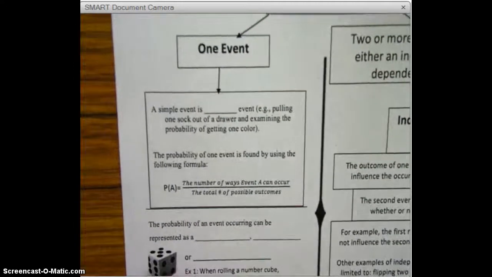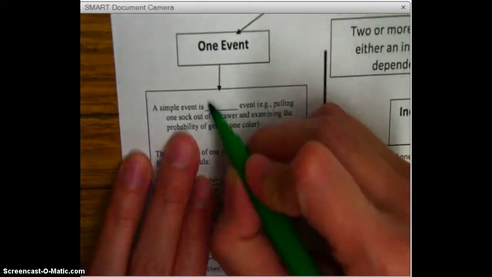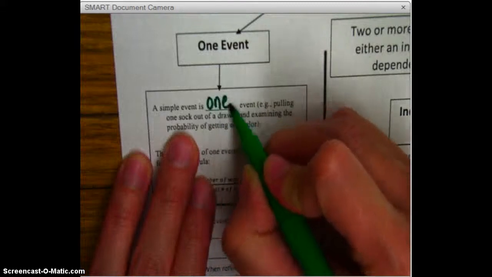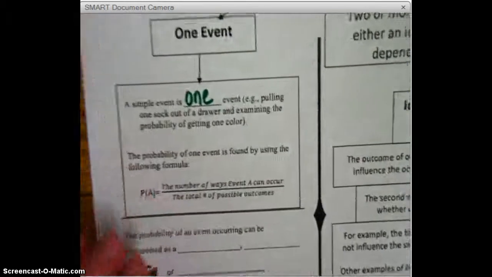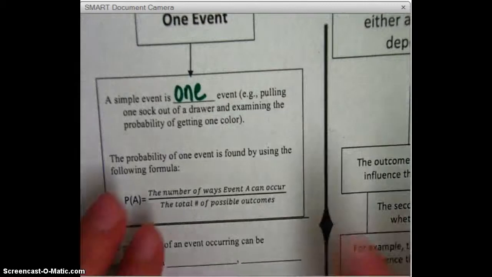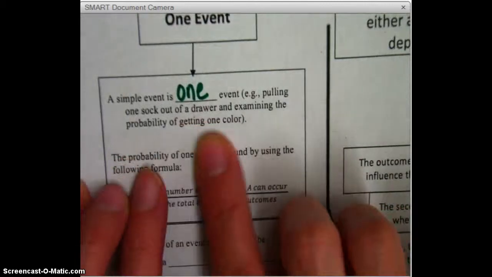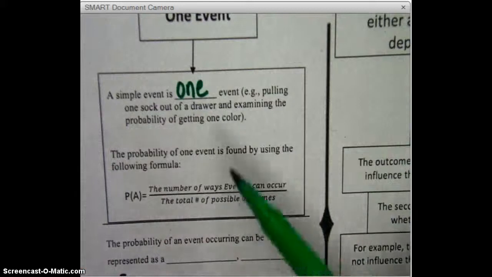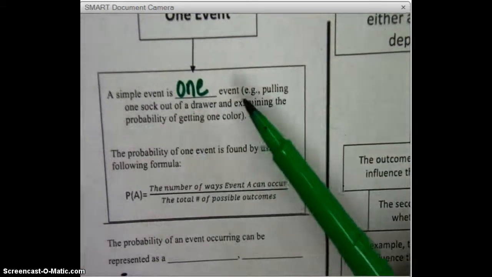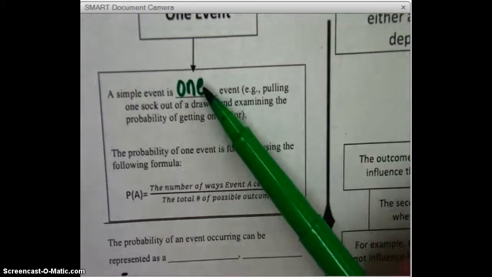One event means that you will do one thing. You'll only end up having one fraction. A simple event is one event. For example, if you have a drawer full of socks and you're trying to pull a blue sock out of that drawer, what's the probability of getting a specific color that you're looking for? So let's say you need a black sock. What's the probability of getting that black sock? So you reach in and you just pull one time.